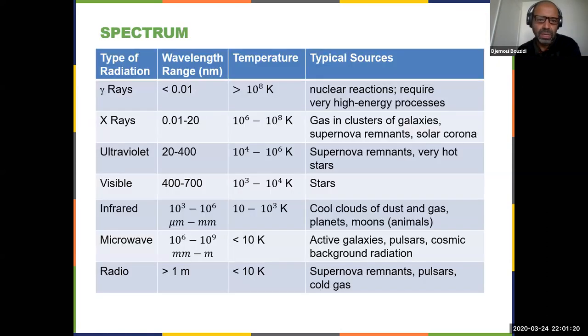Gamma rays are less than 0.01. You see where the NM stands in this slide? It stands for nanometers, basically. Radiation of that order of magnitude is gamma rays. They're extremely high energy processes. They occur in the nucleus.